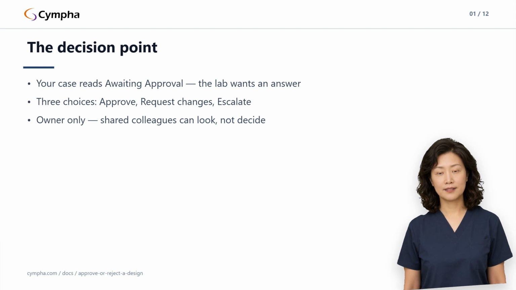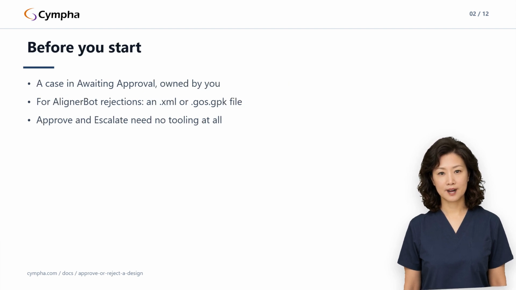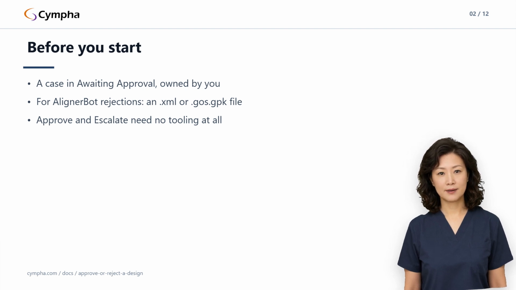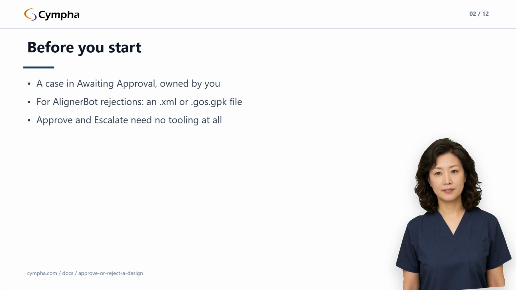The prerequisites are short, with one that only applies sometimes. You need a case sitting at awaiting approval, and you need to be its owner. The conditional one. If this is an AlignerBot or clear alignered AI case and you intend to reject the work, you'll need a structured artifact, either an XML tooth position file exported from Cympha Studio or a transfer pack saved from GuideMia Ortho Plus Planner. Free text instructions cannot be applied to the AlignerBot planner, and we'll see exactly why in step 4. But, and this matters, that requirement applies only to request changes. If you don't have the tooling installed, you can still approve and you can still escalate without any of it.